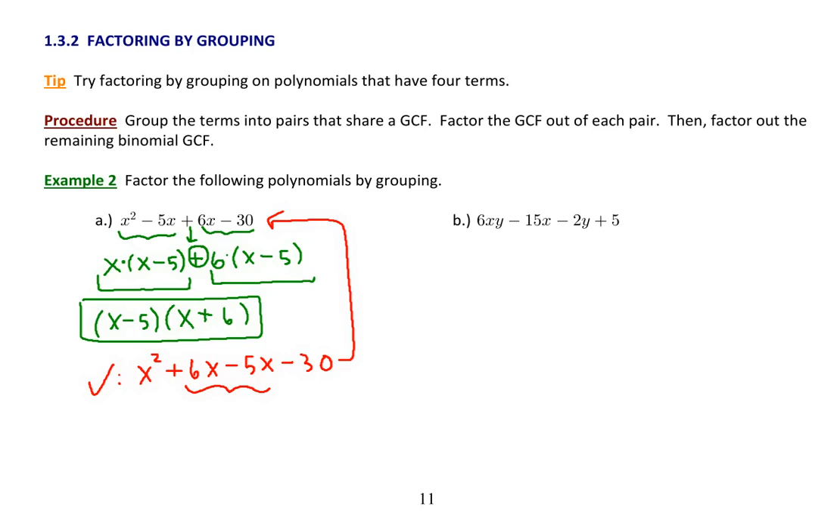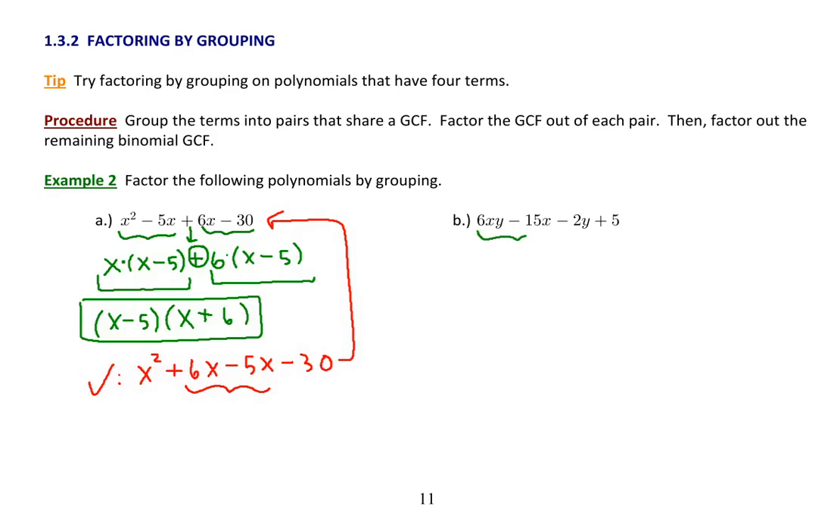Okay, that's factoring by grouping. Let's give it another go on example B. So again, the first thing we look for, with all 4 terms, is there a greatest common factor that we could extract from all of the terms? And of course, the answer is no. Since this polynomial has 4 terms, it's a great candidate for factoring by grouping.